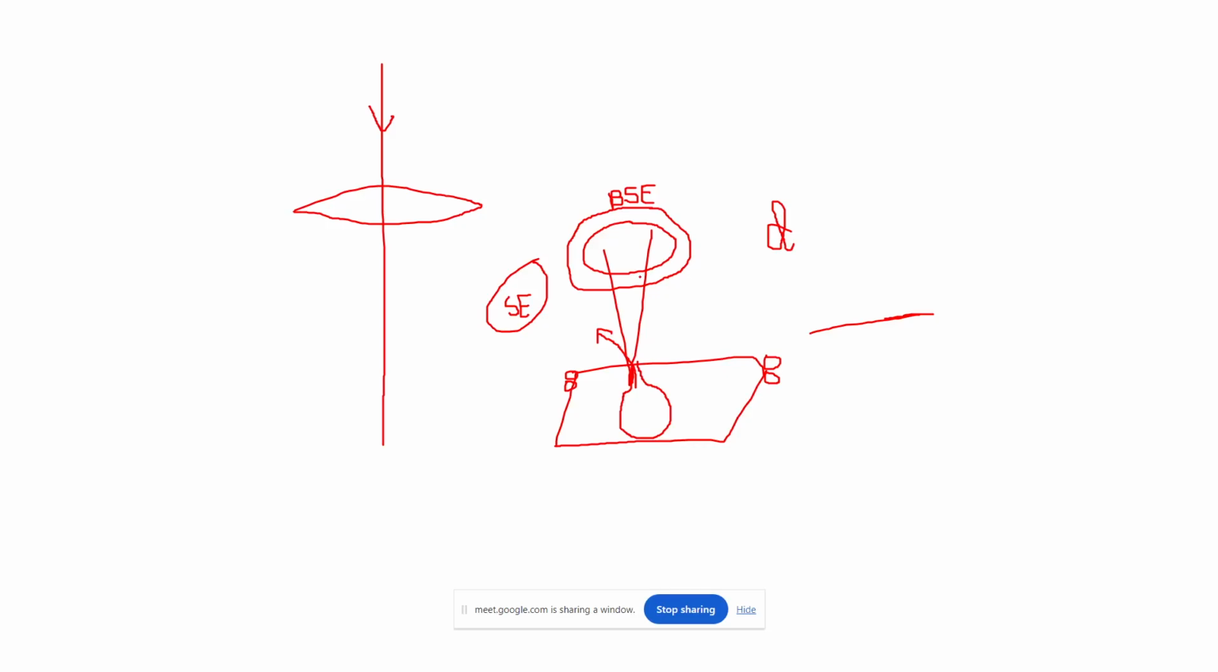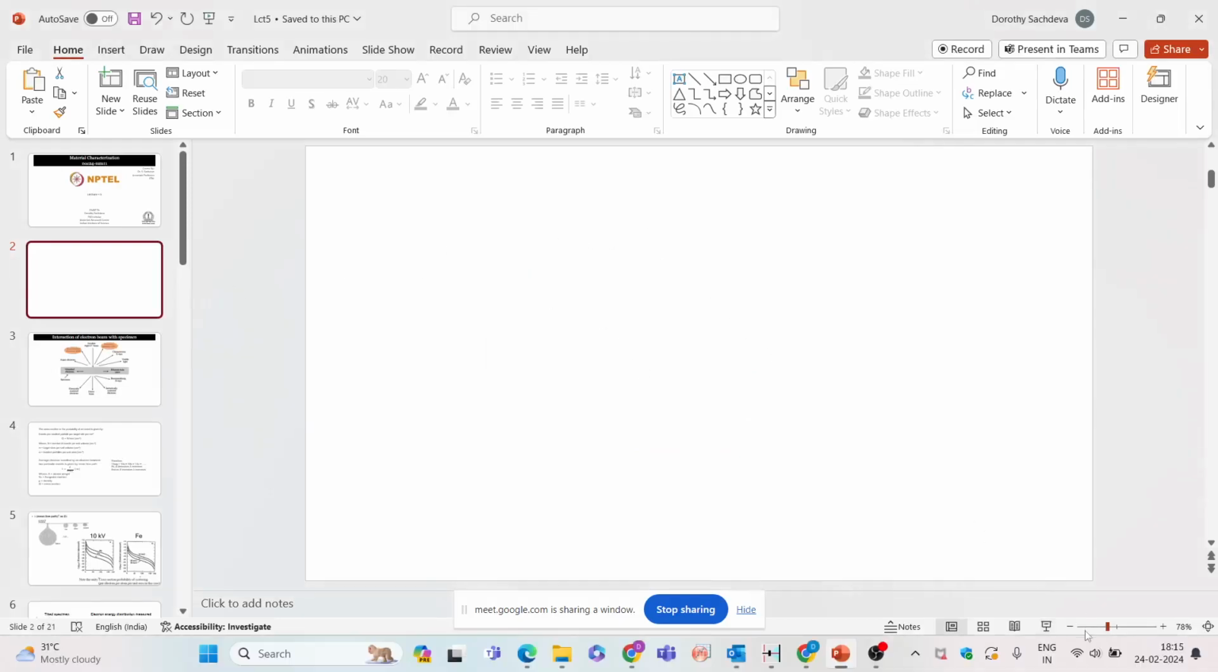So were there any doubts in the last lecture, or was everything quite clear? Madam, you are saying that the scanning was a raster scanning. Is it linear or? I'll just explain it once again.